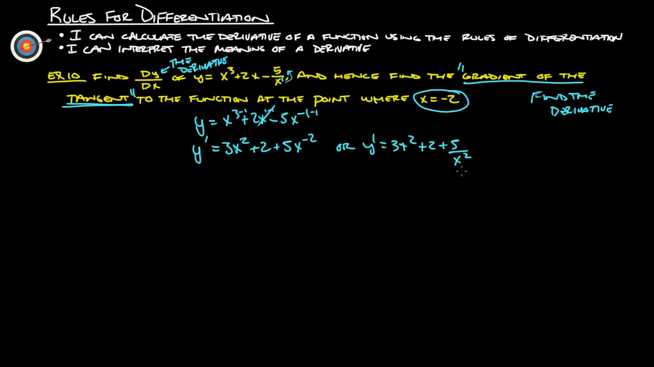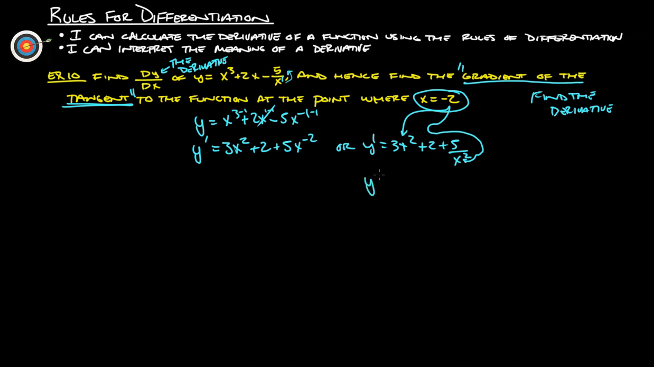Okay, so back to this here. So if we want to find the slope of the tangent to the function at the point where x equals negative 2, we're simply going to plug in negative 2 for all of these x's here, right there and right there. That's why I think this is a little bit nicer than plugging it in with this here.